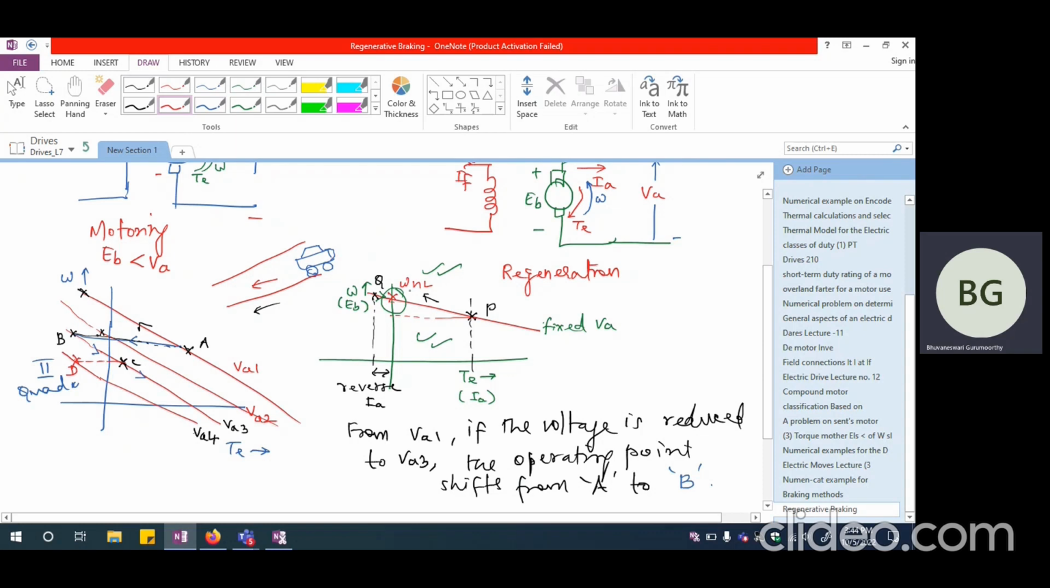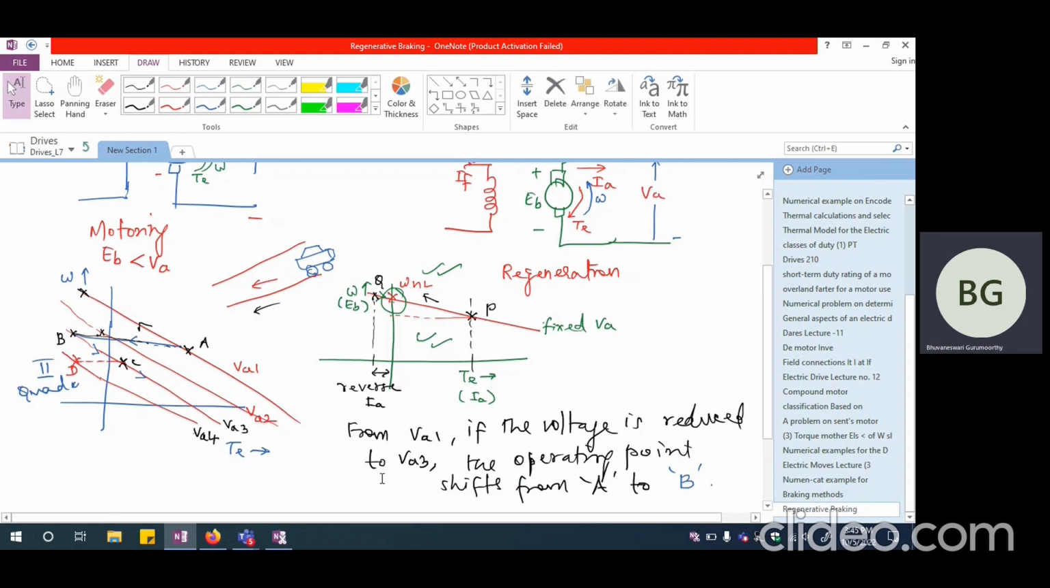So you would see that the regenerative braking process occurs smoothly from rated speed or running speed to zero speed if we are able to vary the voltage or decrease the voltage gradually in the case of a separately excited DC motor drive.